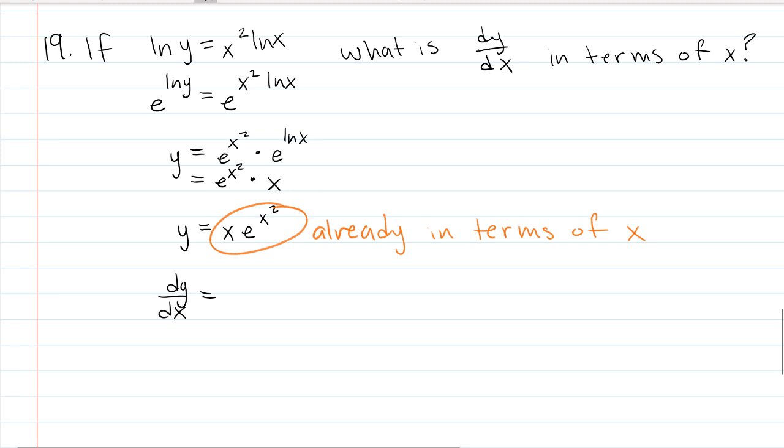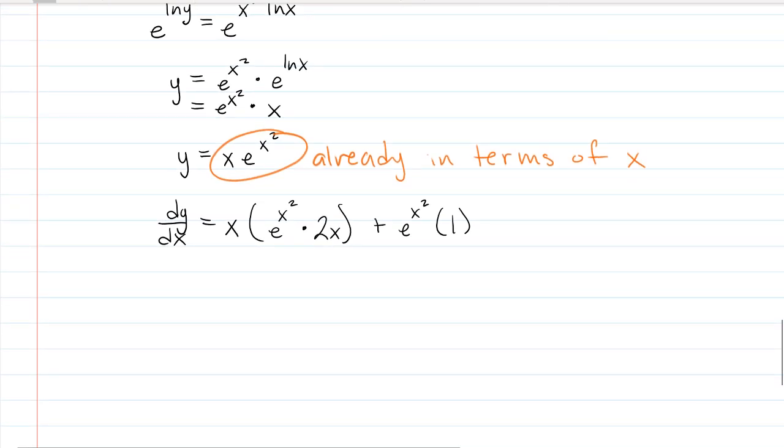So dy dx is equal to first, d second, is e to the x squared multiplied by the derivative of x squared, which is 2x, plus second, d first is just 1. And we could stop there, but they go further. Oh, I didn't read the whole problem in terms of x and y. Oh, I hate it when I cut myself off.